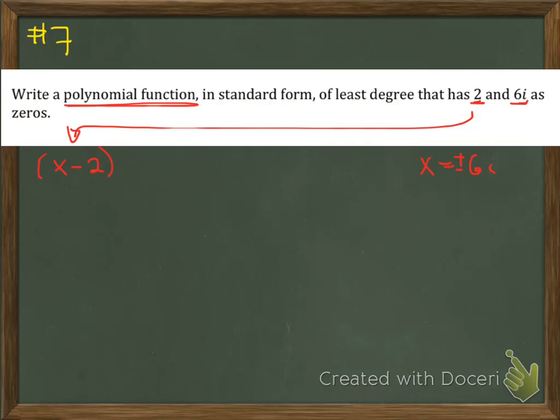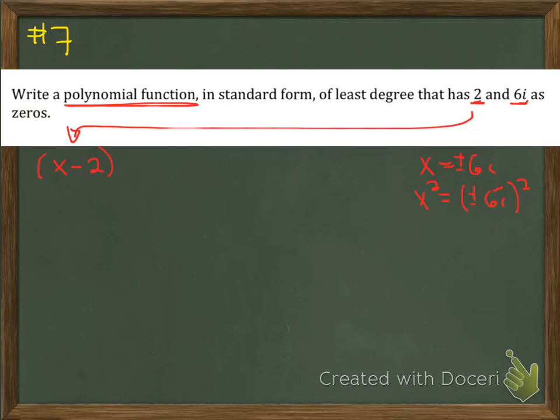Now we want to figure out what factor that comes from, so we want to get this thing set equal to 0. So how do we get rid of that i? Well, let's square both sides. So if we square both sides, x equals plus or minus 6i, there's the dot, something like that, 6i squared.